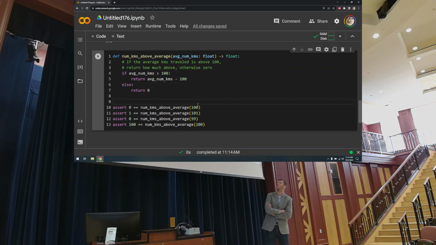If I give you 101, is 101 above 100? Yeah, true. So what's 101 minus 100? 1. Well, yeah, they drove 1 kilometer above the 100 allowance that they had. If it's not above 100, well then they've driven 0 kilometers above their 100 a day allowance. Simple, right? Any questions about that one?